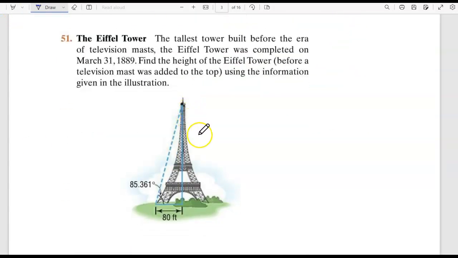Okay, let's look at another one. And this is where you may want to pause the video, try it, and then come back and check your answer.